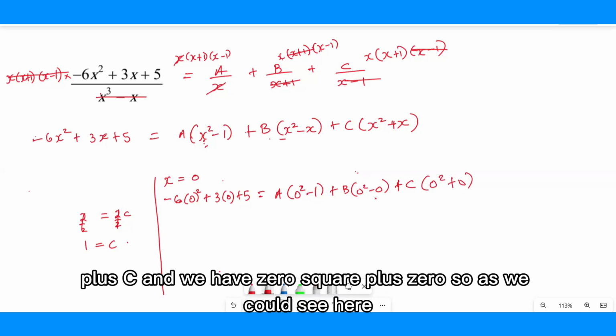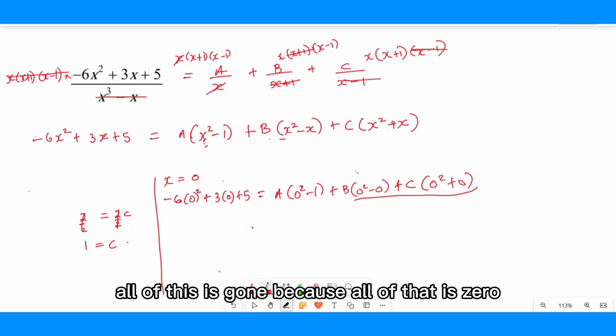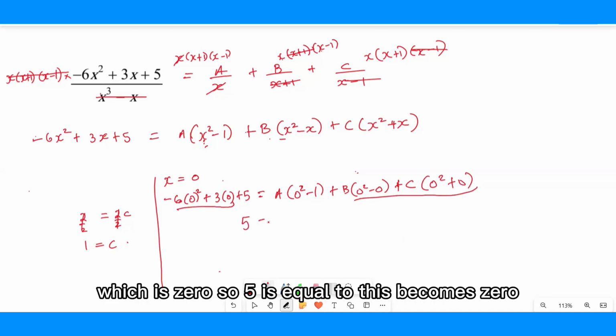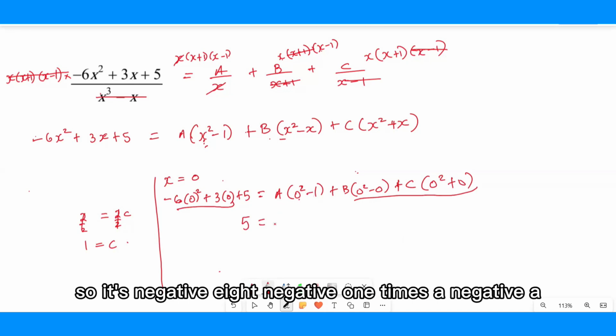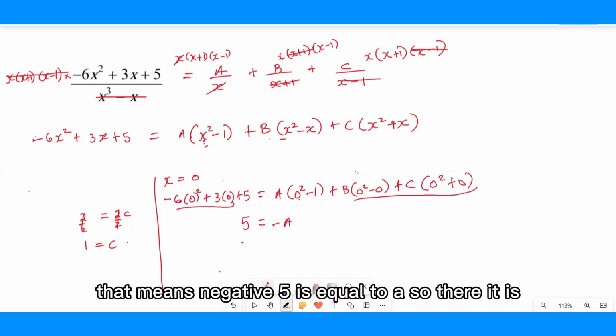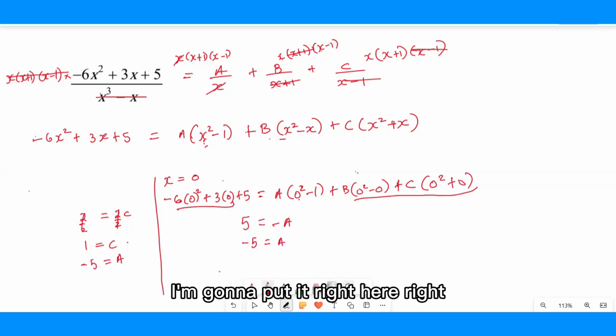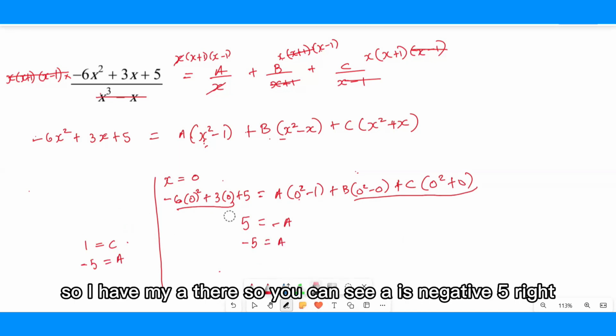As we could see here, all of this is gone because all of that is 0. All of this part is gone, which is 0. So 5 is equal to, this becomes 0, so it's negative a. Negative 1 times a, negative a. That means negative 5 is equal to a. So there it is, I have a value for a. So a is negative 5. I'm going to put it right here, right? So you can see a is negative 5.